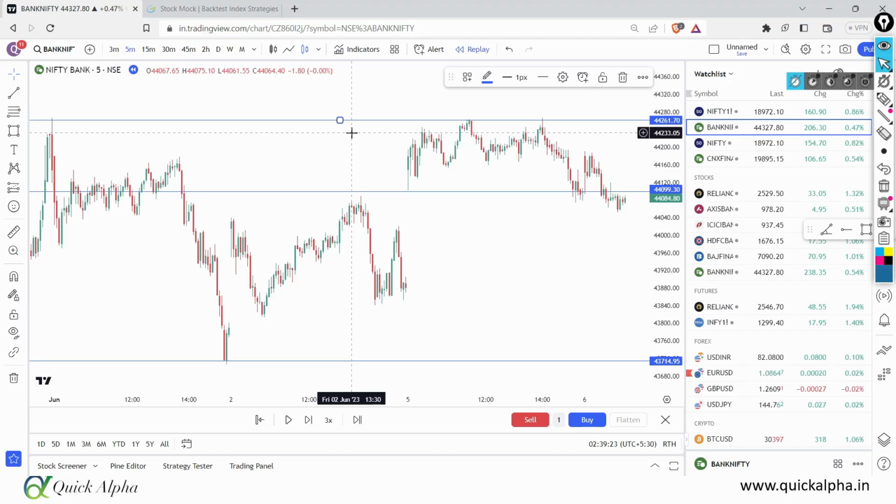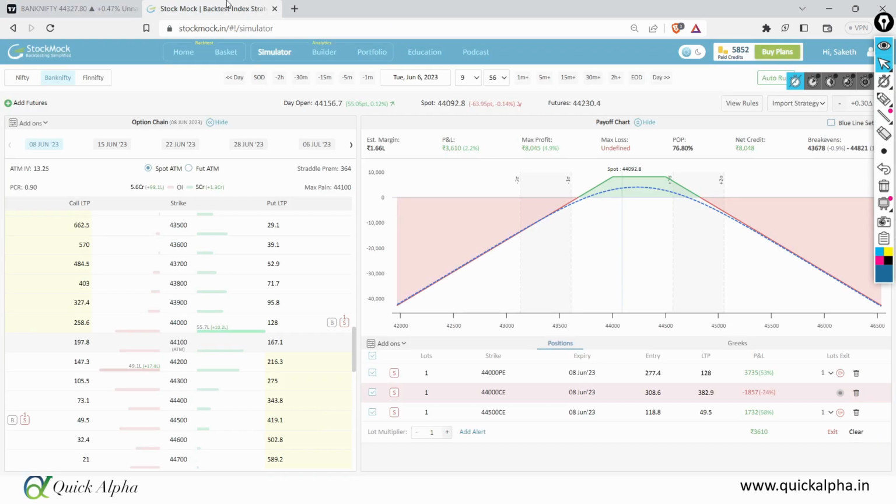Initially we had marked 200. So later we got to know that it is not breaking 260. So there is nothing wrong in changing the resistance, right? So now you can see the premiums are 49 and 128.